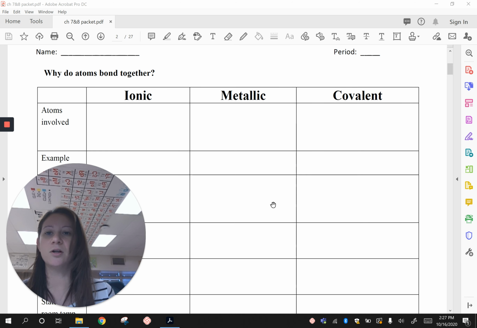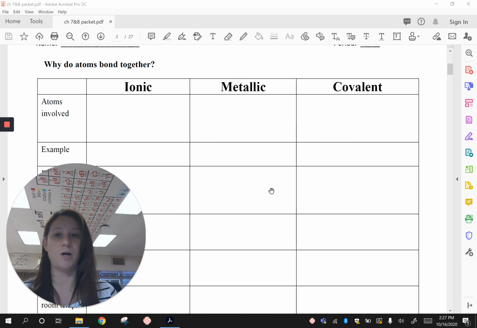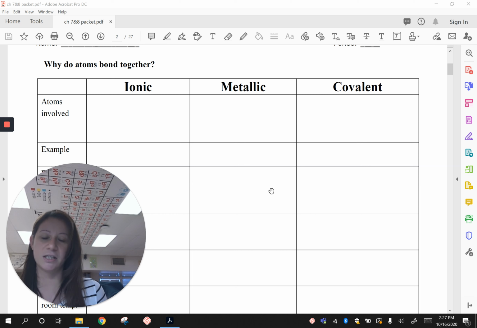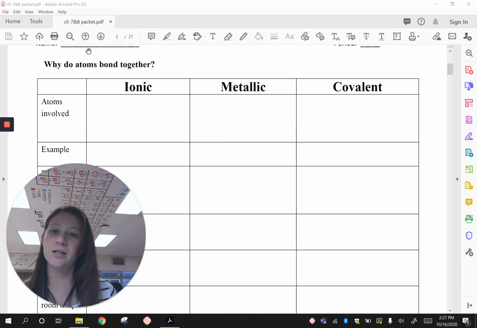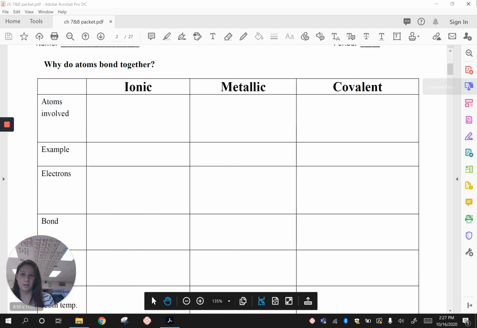And we're going to start with a brief overview of the differences between the three types of bonding: ionic, metallic, and covalent. After that, we're going to spend a little bit of time on ionic, a little bit of time on metallic, and the rest of the time we're going to spend discussing covalent.